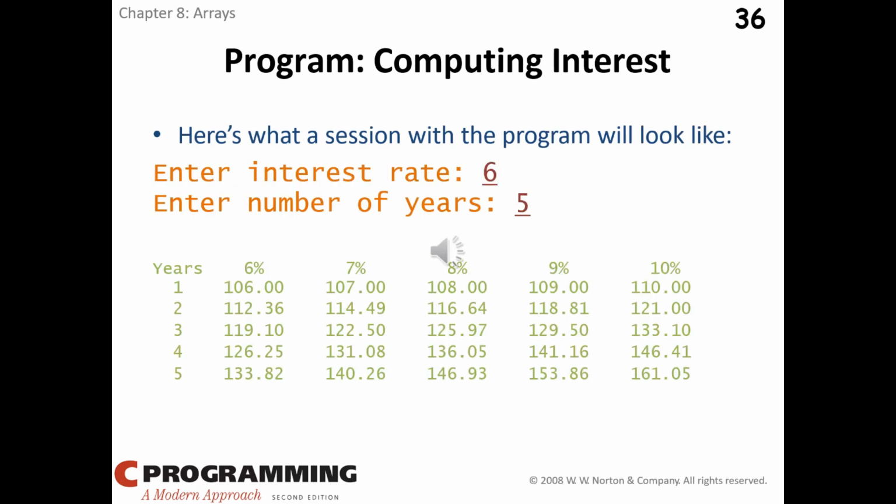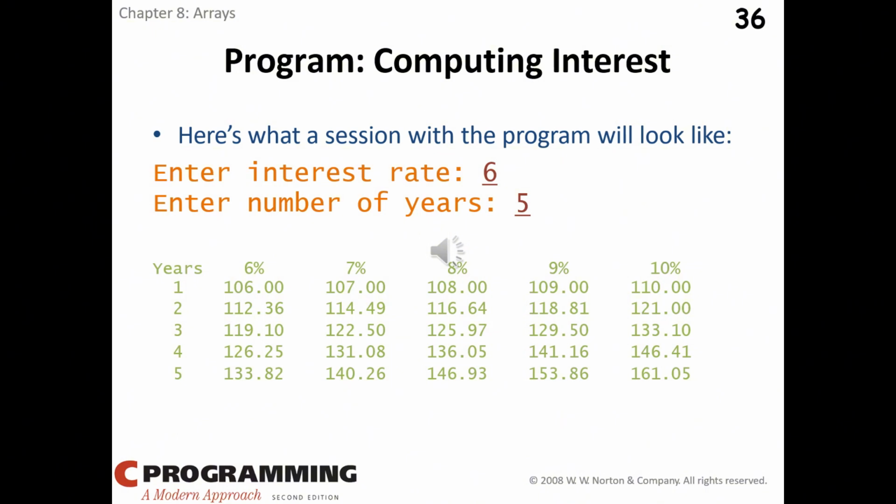Here we can see the sample output of one session with the interest.c program. First, the program asks us to enter the interest rate. So it's like choosing the speed at which your money grows. Let's say we pick 6%. And next, the program asks us how many years we want to invest our money for. Now let's choose 5 years.